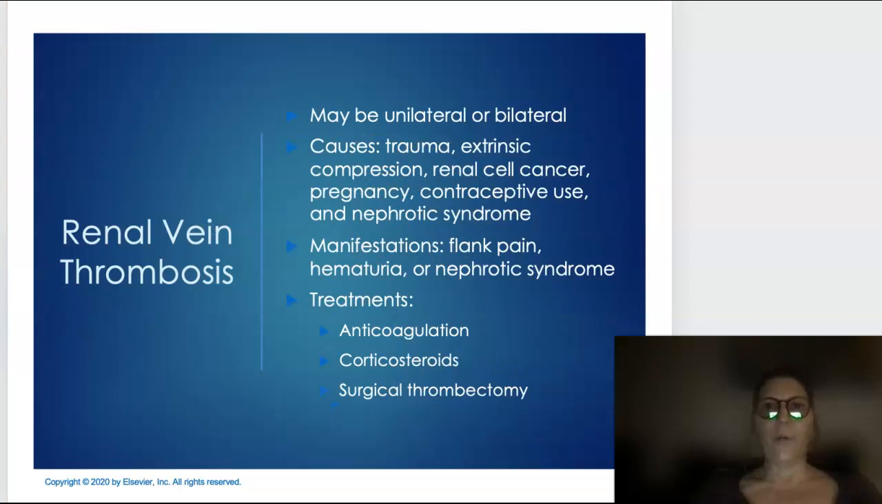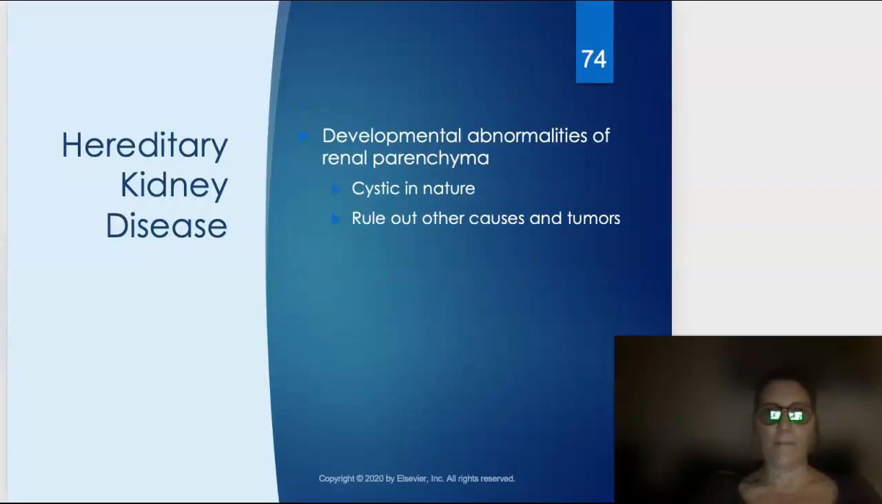Renal vein thrombosis. We never want a thrombosis, which is a clot. It can be unilateral or bilateral, and could be caused by trauma, extrinsic compression, renal cell cancer, pregnancy, contraceptive use, or nephrotic syndrome. Manifestations would be flank pain, hematuria, or nephrotic syndrome. We're going to treat with anticoagulants, corticosteroids, and possibly surgical thrombectomy.